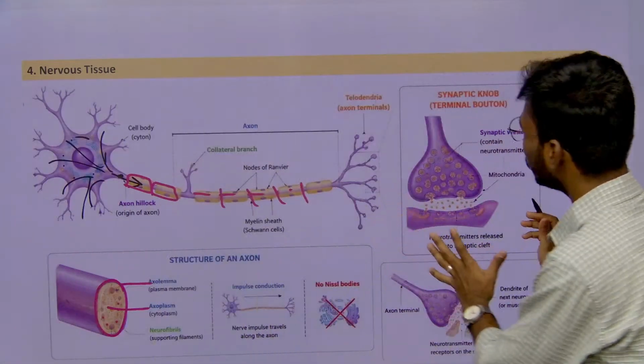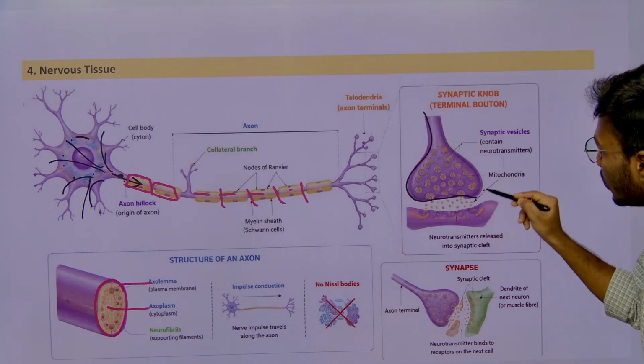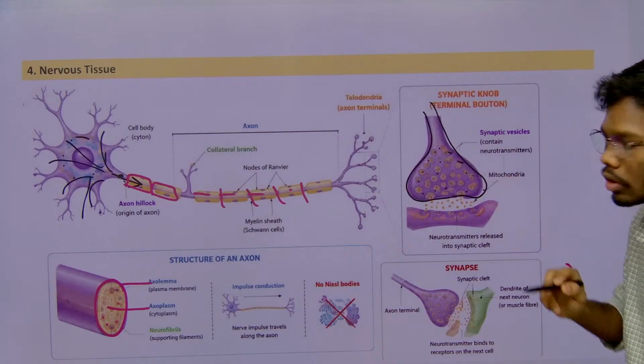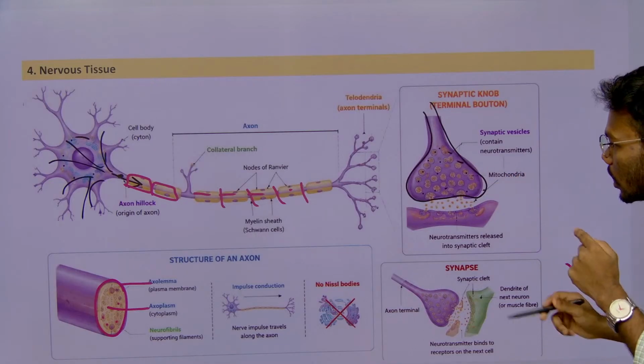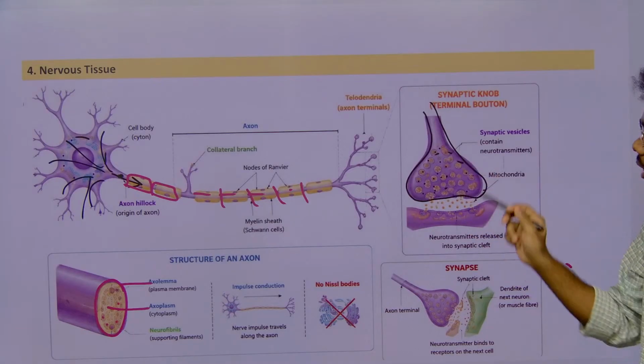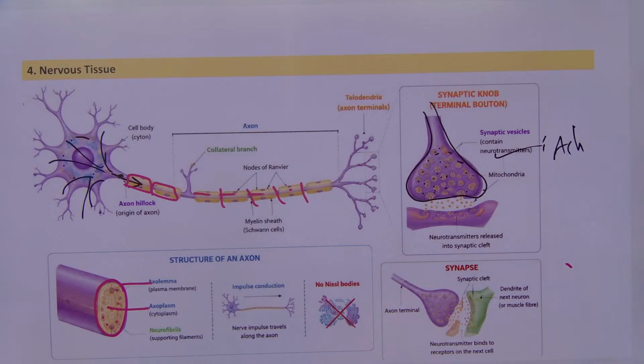So the final synaptic knob, when I zoom, this was one synaptic knob. This synaptic knob contains small vesicles. These vesicles are called what? Synaptic vesicles, which contain small granules. What are these granules? Very important. These are called neurotransmitters. The best example of a neurotransmitter is acetylcholine, right?